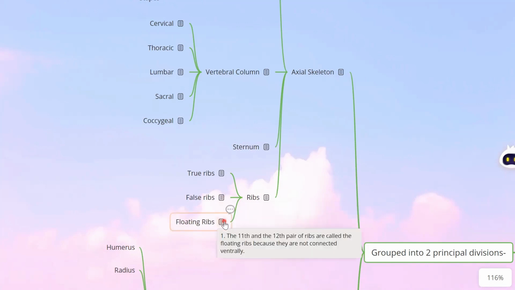Then we have the floating ribs. These are the 11th and the 12th pairs of ribs. Why are they called floating ribs? Because they are not connected ventrally. So the 11th and 12th pairs of ribs are called floating ribs because they are not connected ventrally.